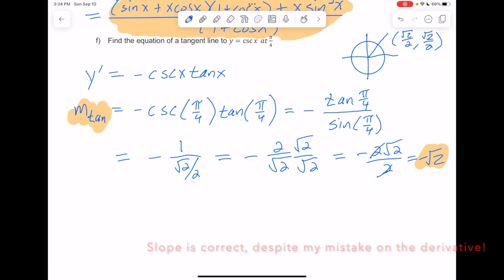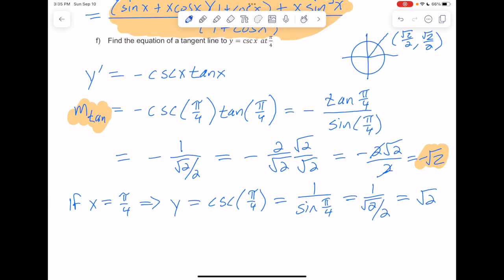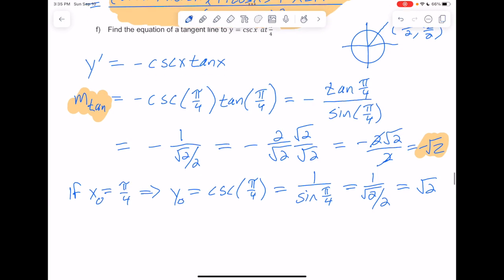So the next thing that we need, if we're going to try and come up with the equation of the tangent line, is the y value. So if x is equal to pi over 4, that implies y would come from plugging pi over 4 into the original function. So into cosecant of pi over 4, which is 1 over sine of pi over 4, like we talked about above. So that's 1 over root 2 over 2. And we just did the simplification of 1 over root 2 over 2, and it ends up being root 2. So now we know our y value. And if you wanted to, you could say that's the y0, and this is the x0 in terms of the point slope formula.